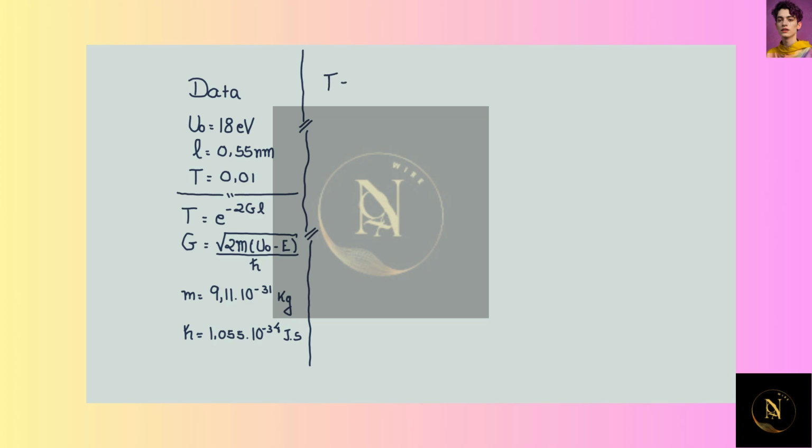T is equal to e to the minus 2 times G times L. We can invert by taking the logarithm, so we get the logarithm of T is equal to minus 2 times G times L. Then we can see that G is equal to minus the logarithm of the transmission coefficient divided by 2 times L.